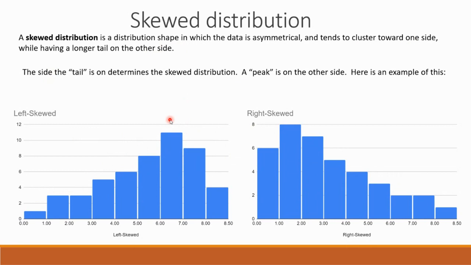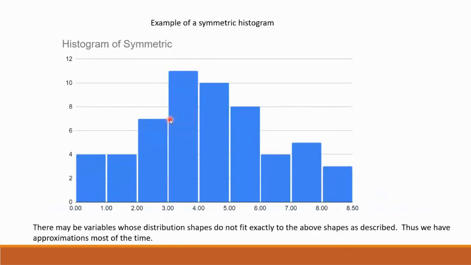And again, we can use a histogram to present the distribution of a variable. And that's what we're doing here. Here's another example. This one's symmetric. I know it doesn't look perfectly symmetric, but they just figured it's close enough. Sometimes the data values don't fit the above shapes exactly as described. They're not perfect. Sometimes you may have approximations, but they'll say it's close enough, and that's okay. But this would be a symmetric distribution.